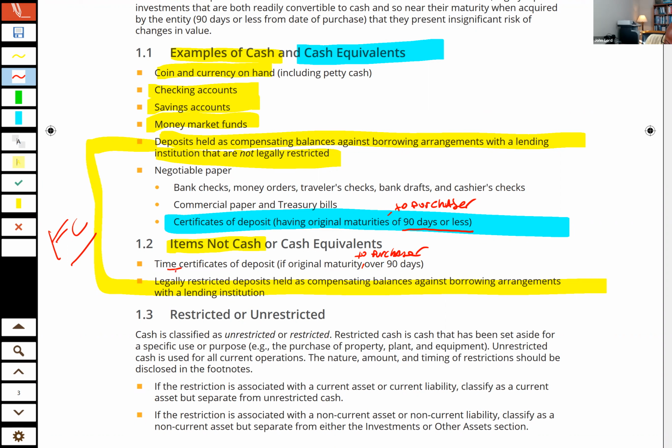And this also applies to T-bills. I don't know why they weren't consistent in writing T-bills down here as well. Okay, now flashcard that rule. If the original maturity to purchaser is 90 days or less, it's a cash equivalent. So when you calculate your change in cash, for example, on the statement of cash flows, you treat that as though it was cash, if it had an original maturity to the purchaser of 90 days or less.